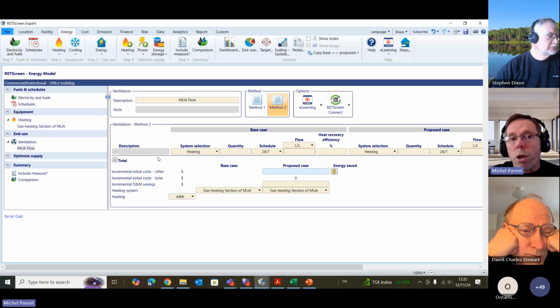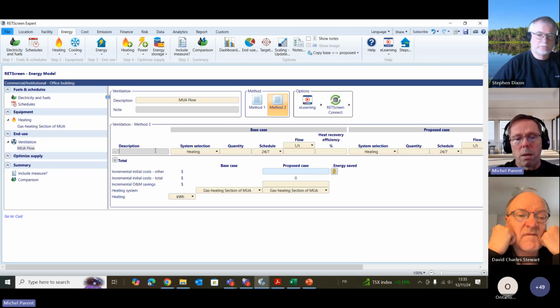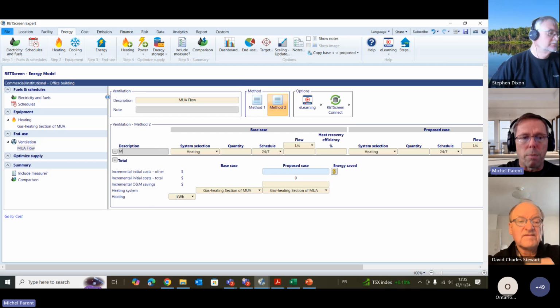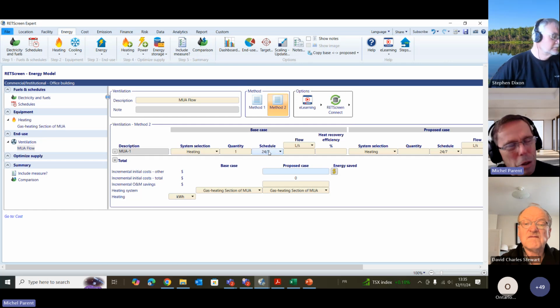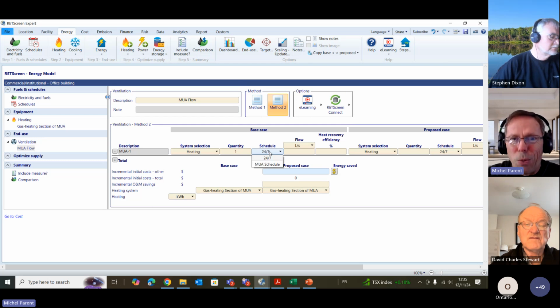You can define multiple systems in there. You could have multiple makeup air units or exhaust fans, but in this case, we have a single makeup air unit. I'm going to call it MUA1, just again, for clarity. It's a heating only system, as we saw. So heating only. I only have one of those. And this one, you've got to be very careful. You do have to change the schedule. And so we define that MUA schedule. So you guys should all have an MUA schedule. Make sure you change it to MUA schedule.